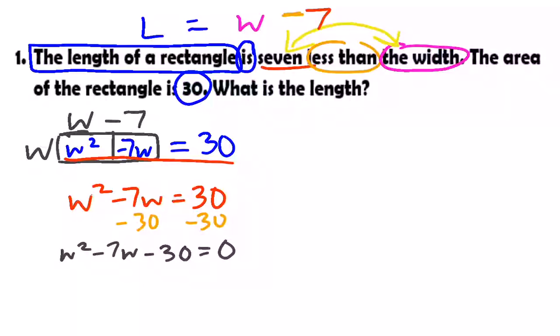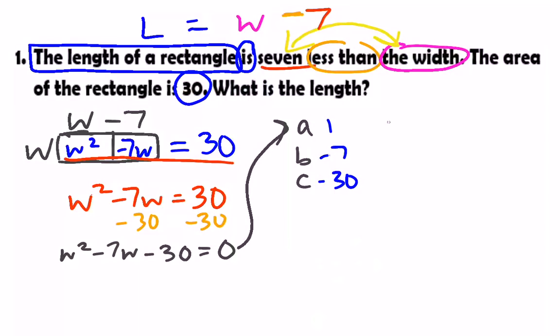Do I have a GCF? Always ask if you have a GCF. In this problem, I don't. So I'm going to keep going. And I need some room. I'm going to come up here. So since I have 3 terms and no GCF, I'm going to do X box. A, B, C. My A is 1. My B is negative 7. And my C is negative 30.